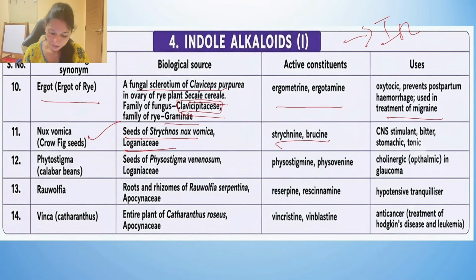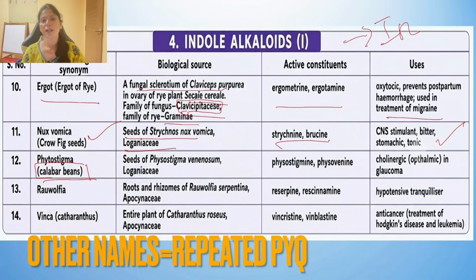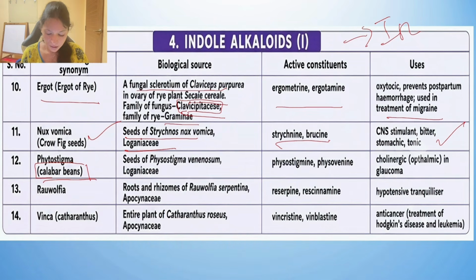And coming to another example, physostigma. Here, nux vomica and physostigma, don't get confused. Here we are very much concerned with the other names. Nux vomica's other name is crowfig. Both the other names start with C, so that's why I'm mentioning it, no need to get confused. First comes the N and next comes the P. First comes the crow and next comes its beans. The crow feeds on those beans. Crow nux vomica, that is the crowfig seeds. They feed on physostigma, that is calabar beans.